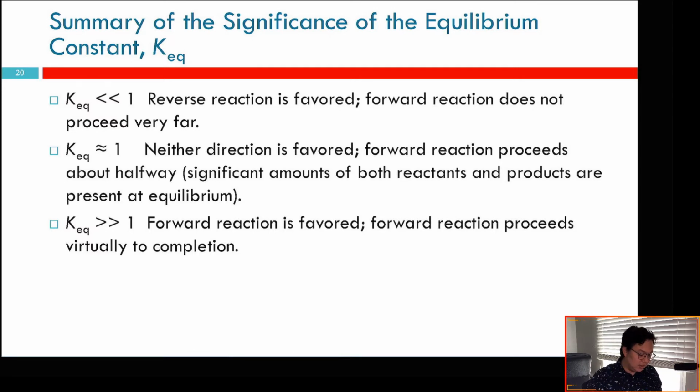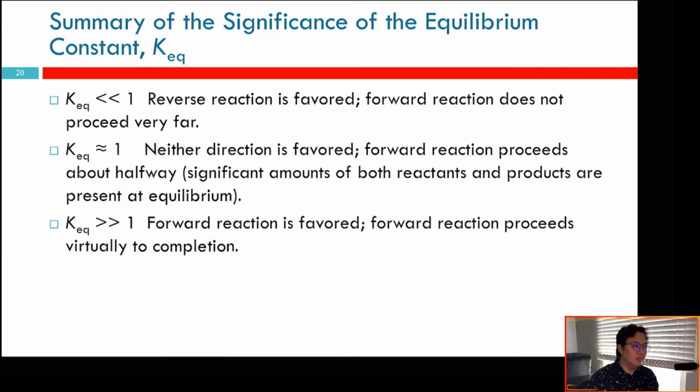So just to summarize the significance of this equilibrium constant. The reverse reaction is favored when KEQ is much less than 1. The forward reaction does not proceed very far, so we get a few products, but not very much. If KEQ is about 1, neither direction is favored. The forward reaction proceeds about halfway, so significant amounts of both reactants and products are present. If KEQ is much larger than 1, then the forward reaction is favored, and proceeds virtually to completion. And you might ask, well, what does about 1 mean?